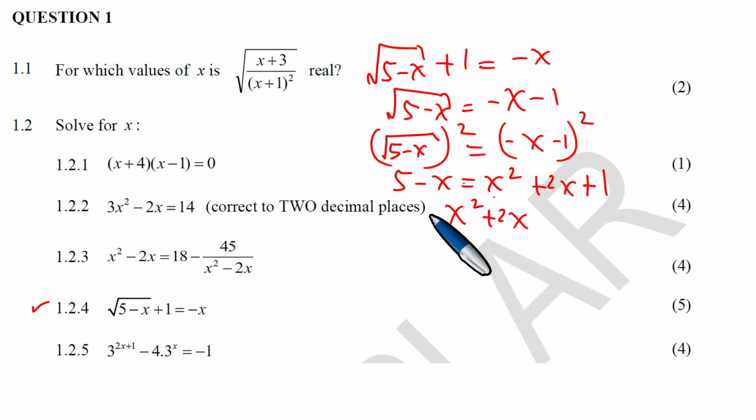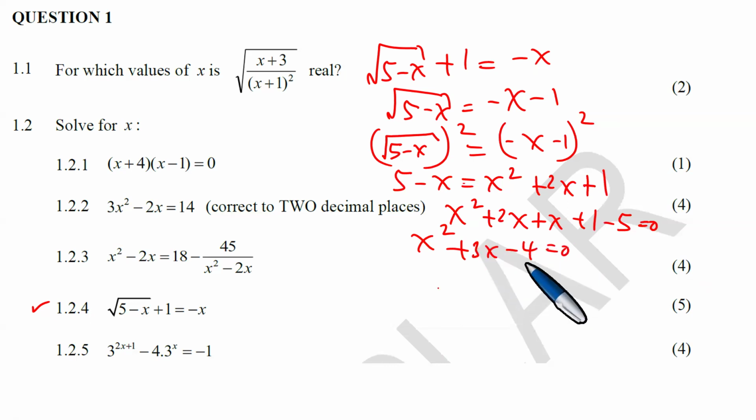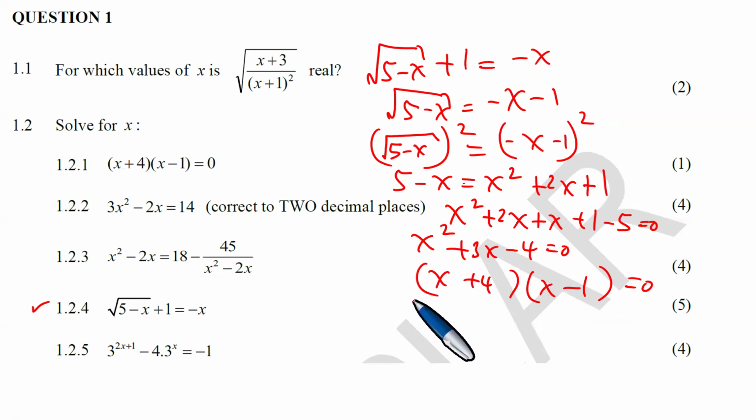Okay, collecting like terms, etc. You have 2x, and this x becomes plus x plus 1 minus 5 equals 0, giving us x squared plus 3x minus 4 equals 0. Okay, let us get these factors quickly. Factors of x squared are x and x. The factors of minus 4 that give 3 are plus 4 together with minus 1. And at this point, we're able to see that x is minus 4 or x is 1.